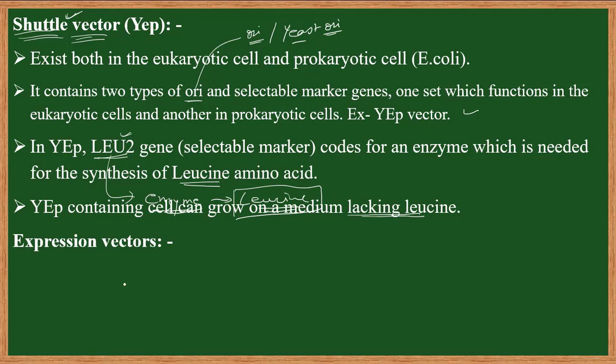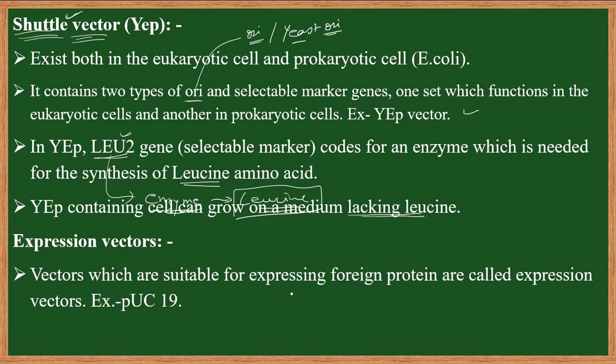Now expression vectors. What is the meaning of expression vector? If any type of vector can express and form protein, then these are called expression vectors. So these are vectors which are suitable for expressing foreign protein. Suppose we have this vector, and this one is the gene of interest or foreign gene. If this vector has the capacity to express this gene and form protein, then this type of vector is called an expression vector. So these are expression vectors: pUC19, pBR322.